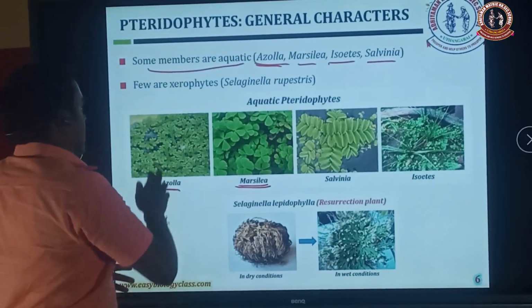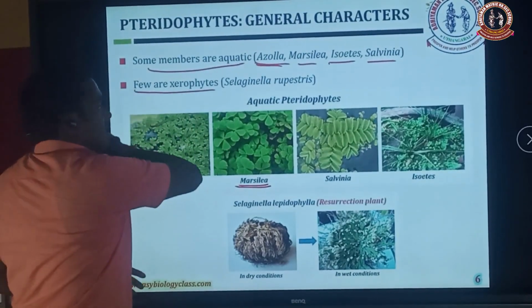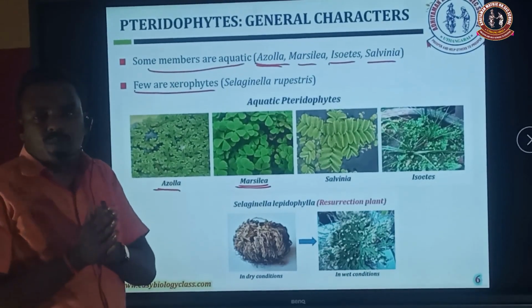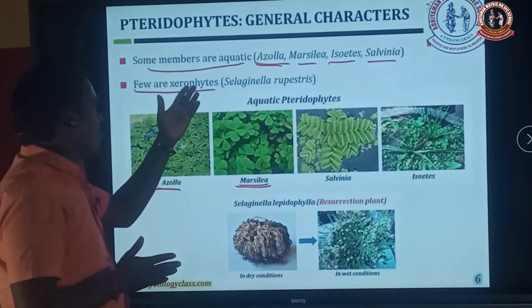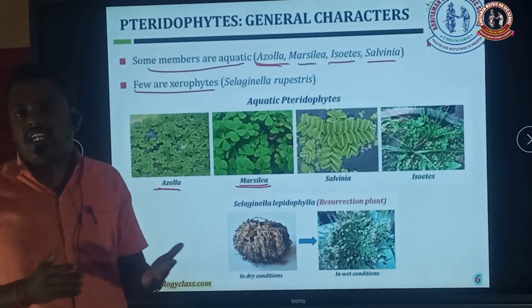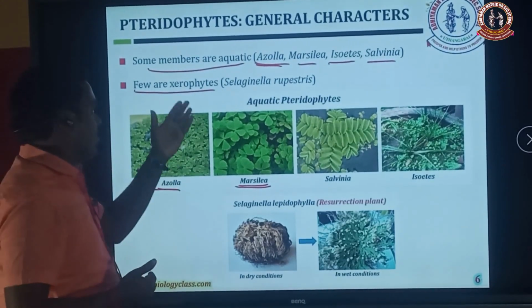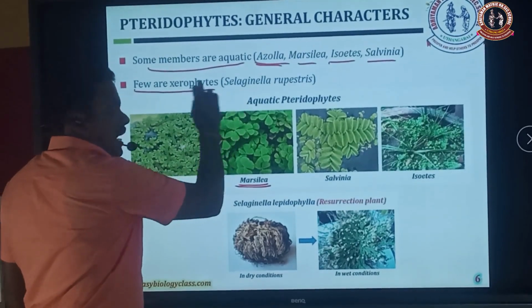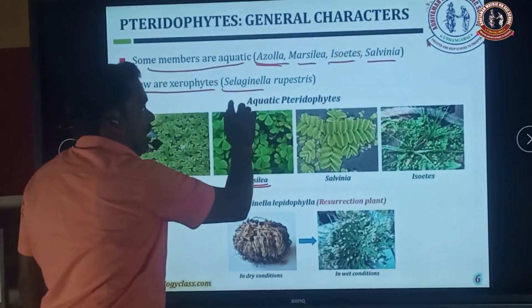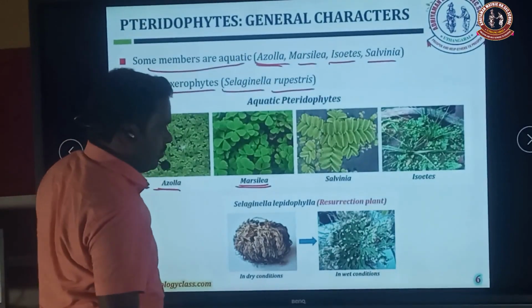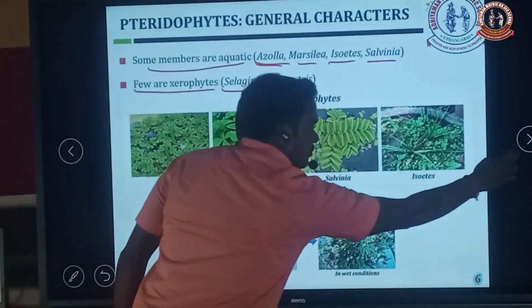Then next, a few are xerophytic. That means some kinds of pteridophytes are present in desert conditions. Xerophytes are plants growing in desert conditions, where the water content is very low. That is the xerophytic condition. The xerophytic pteridophyte is Selaginella rupestris.